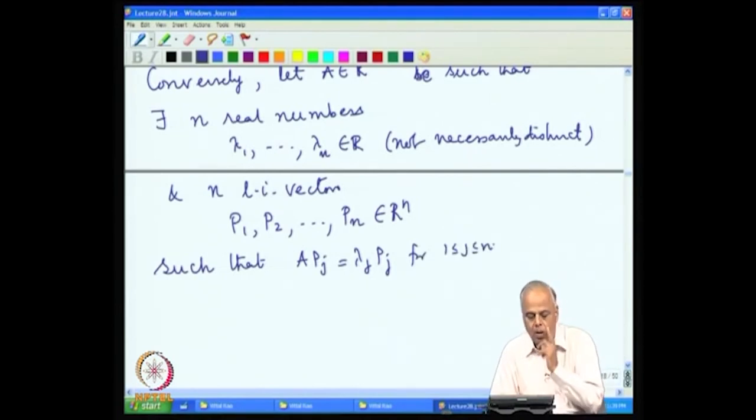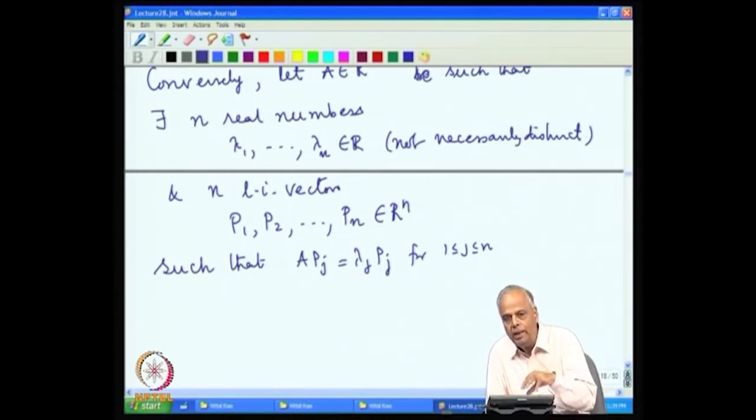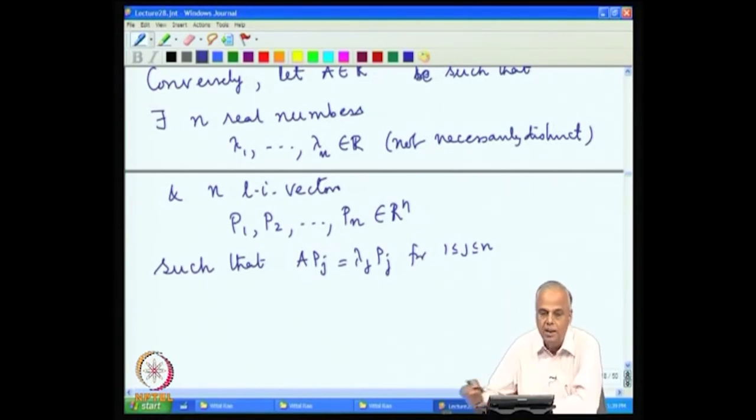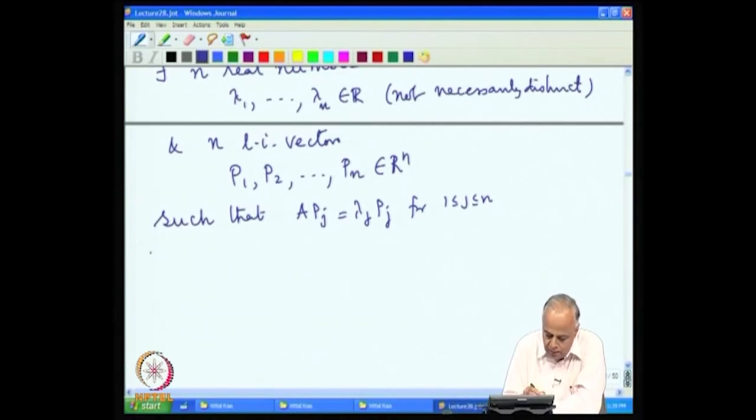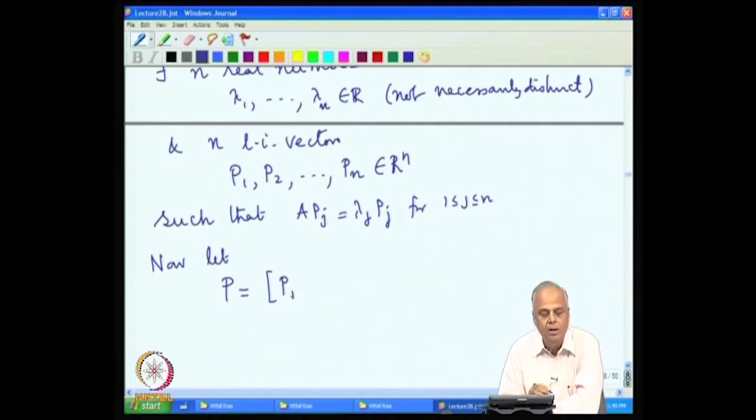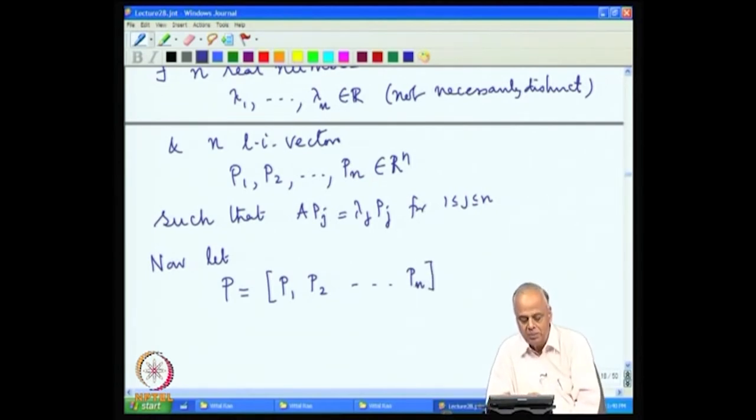Now, in the previous case, we assumed diagonalizability and we arrived at the existence of these numbers and the vectors. Now, we are assuming the existence of these numbers and the vectors, and we are going to prove that A is diagonalizable. So now, let P be the matrix whose first column is P 1, second column is P 2, and the nth column is P n. So, now we construct this matrix P.